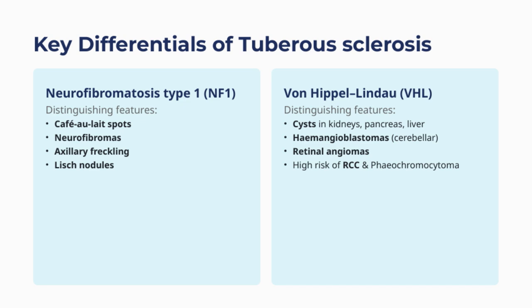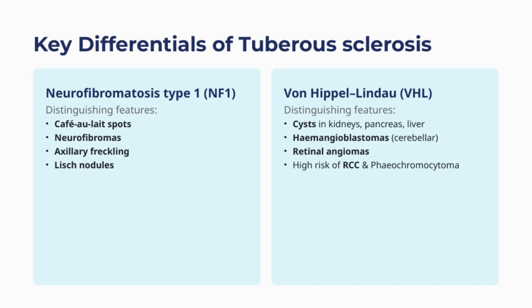These features highlight the importance of vigilant screening and management in VHL. Now, shifting gears to neurofibromatosis type 1, or NF1. The hallmark features include café-au-lait spots, those pigmented skin patches that are often the first signs. Neurofibromas, which are benign nerve sheath tumors, are another key feature.